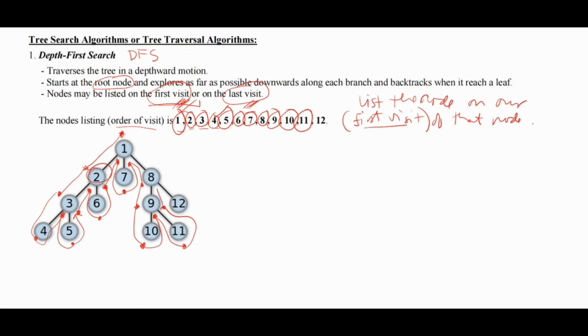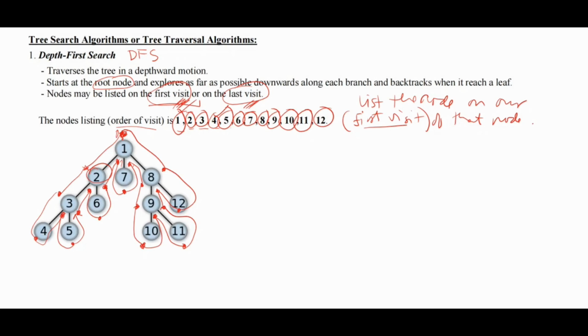We go up, second visit to node 8. We go down. This is our first visit of node 12. We go up. This is our third visit of node 8. And finally, we go up and reach back to the root. And that is our fourth visit of the root. So this is the first, second, third, and the fourth visit of the root.